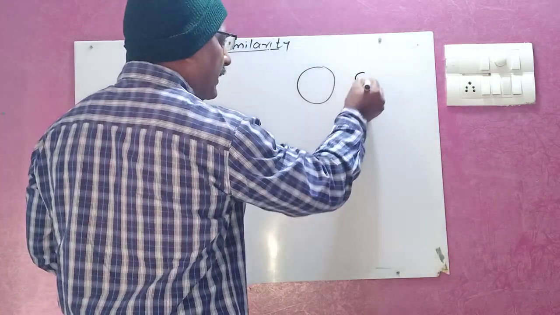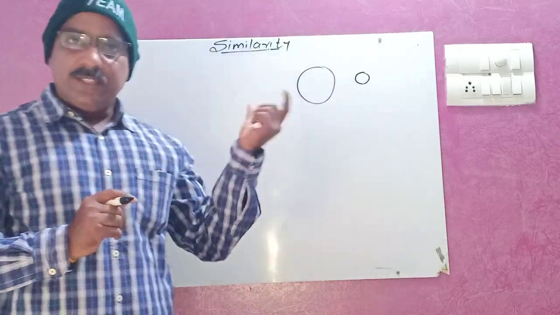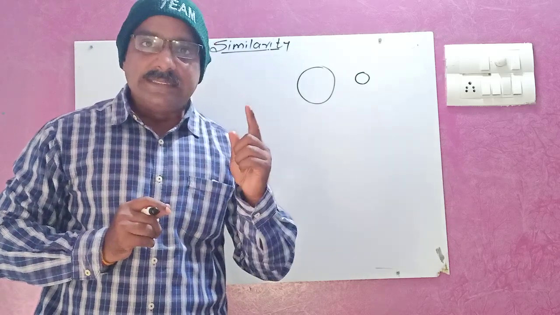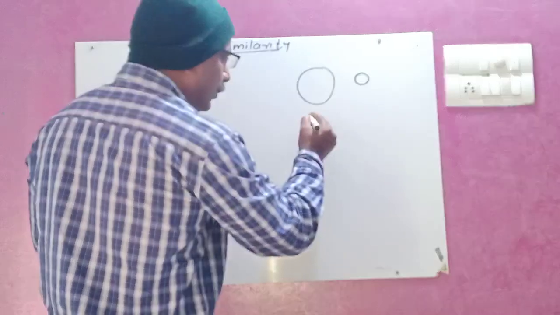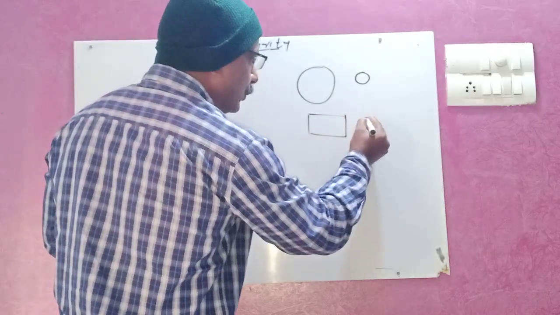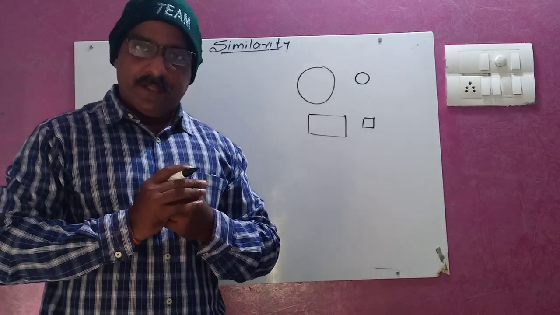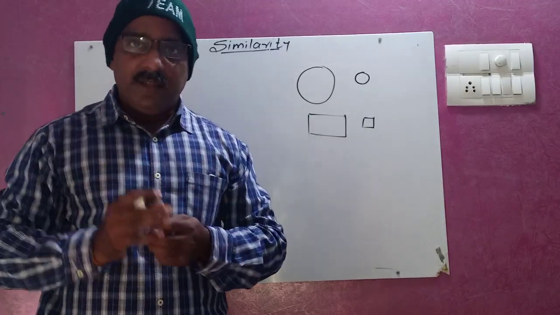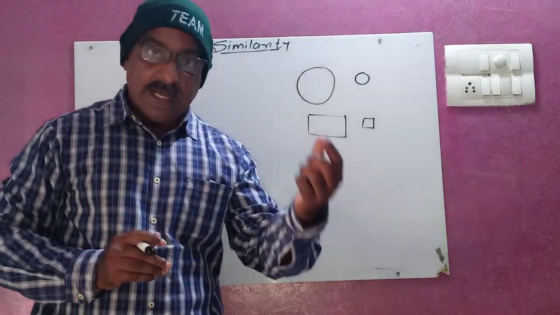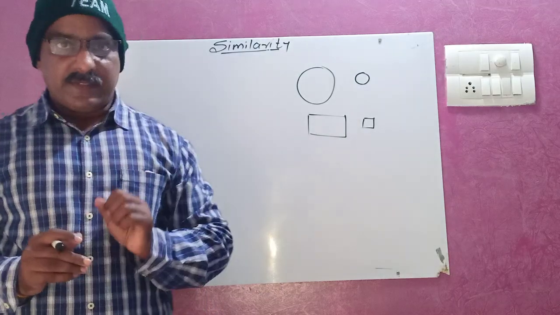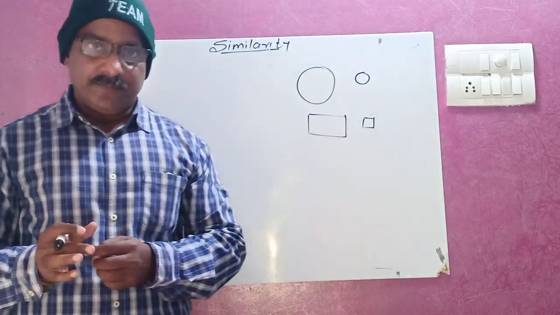For example, these two circles. You can see these two circles have the same shape. That is why these two figures are called similar figures. Similarly, you can see these two quadrilaterals. These two quadrilaterals are called similar figures. Last year in 9th standard, children, you have done similarity as well as congruency. I will tell you the meaning of congruency also here.